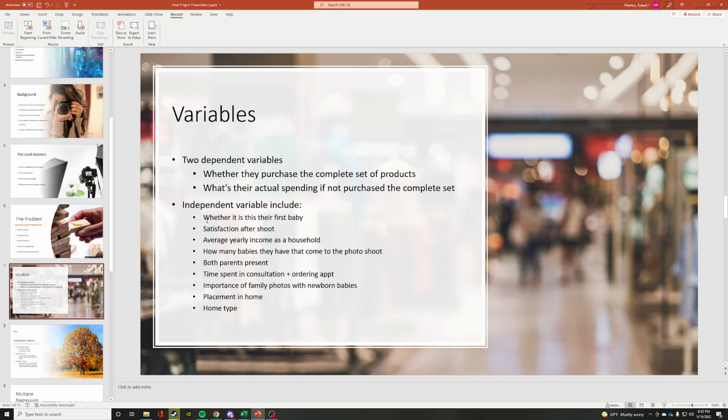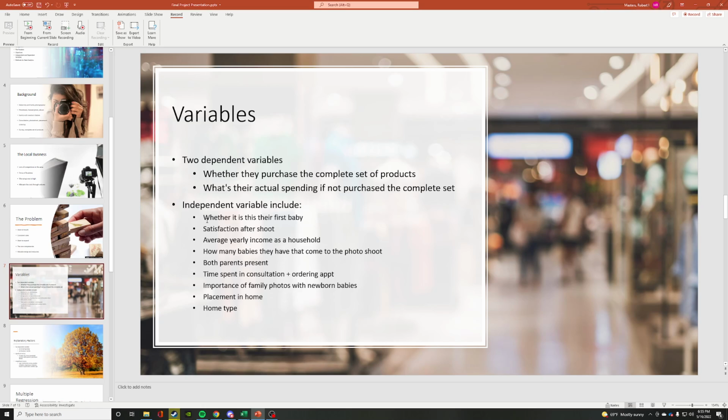Now, placement details, to explain this a little bit, what placement details are is whether or not the family had asked the photographer to take a look at their home, where they wanted it, maybe measure the wall and kind of figure out how that might fit into their household. So that's what that is. And then we also have home type, whether or not they were in an apartment or a house.